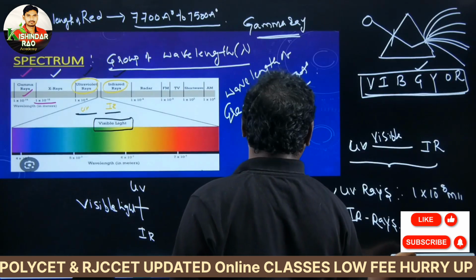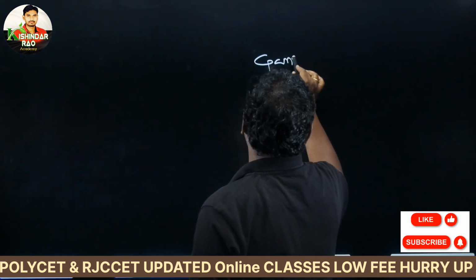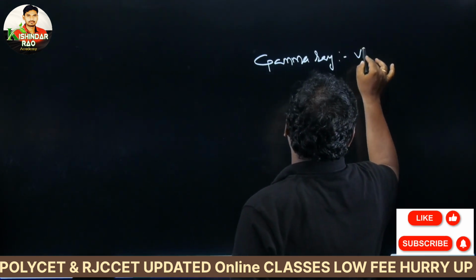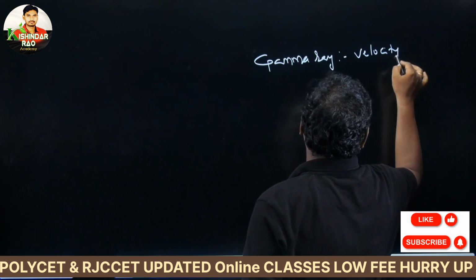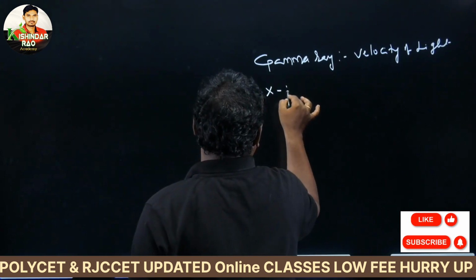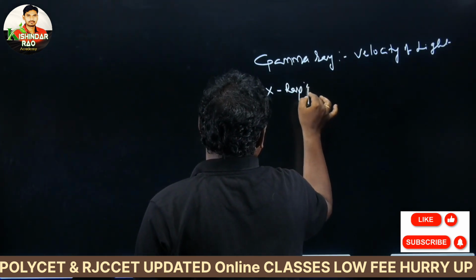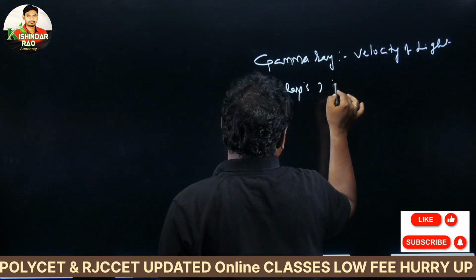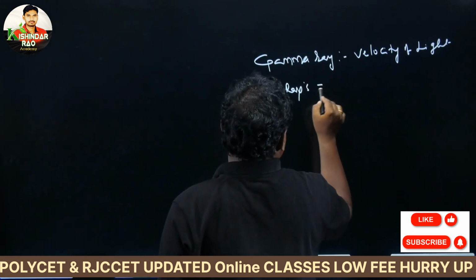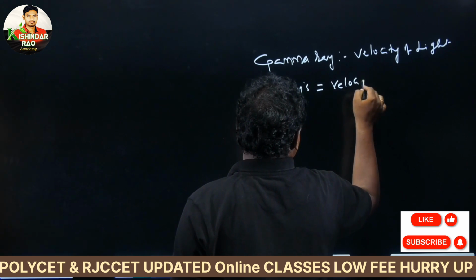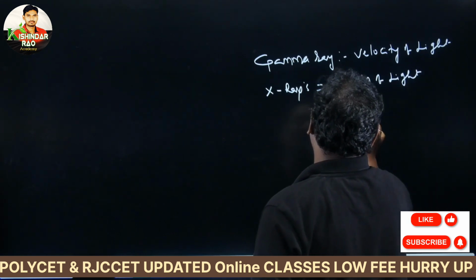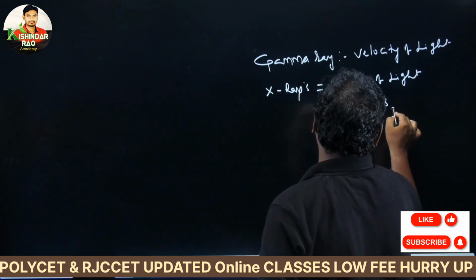Gamma rays, so gamma rays move at the velocity of light. X-rays are also equal to the velocity of light. What is the velocity of light? 3 into 10 power 8 meters per second.